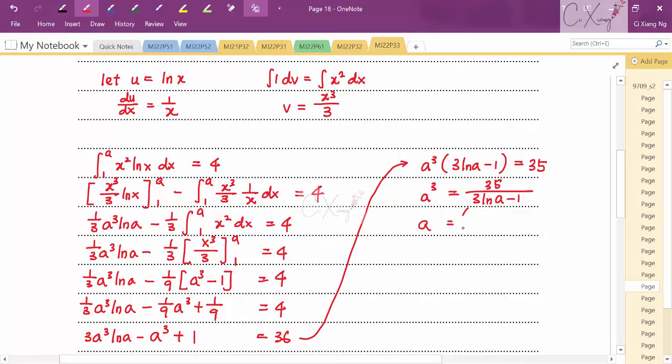take the cube root for both sides to make the power 3 disappear. And therefore, when I take the cube root both sides, I will have power 1 over 3. And this is exactly the answer that they want us to show. Right? So a can be written into this equation. Okay, so now let's continue to question number 10 part B.